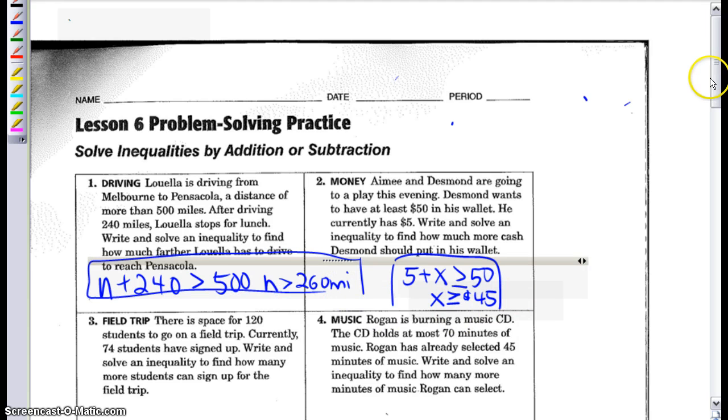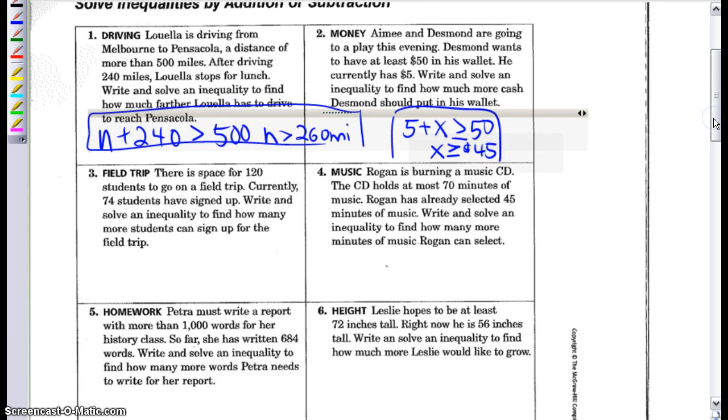And then let's go down to number 3 here. Now, on this field trip, they have space for 120 students to go on the field trip. So I'm going to highlight some keywords here, and you can also do that with us. 120 students that are going. The next sentence we can highlight: 74 students are currently going. We're going to write and solve an inequality. And then we're going to answer the question, how many more students can go?